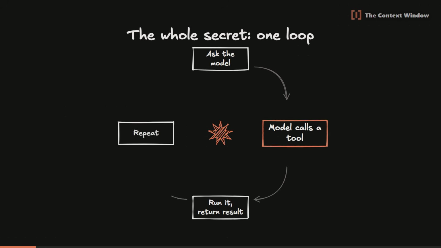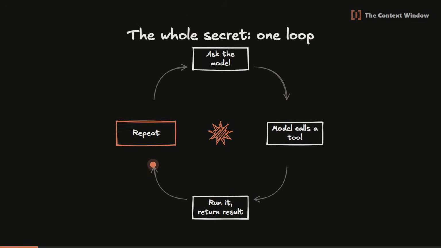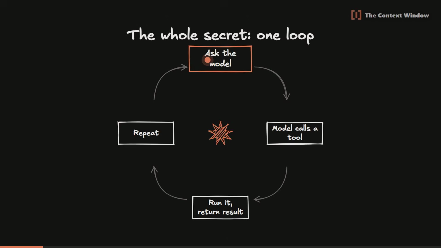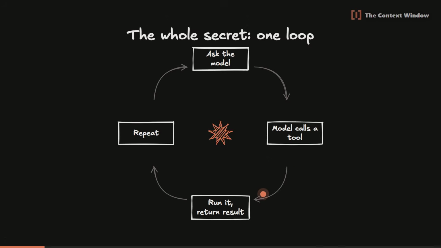Picture a circle. You send the model a question. It thinks, and instead of answering, it says, call this tool with these arguments. Your code runs the tool. You feed the result back. The model reads that result and decides what's next. Maybe another tool, maybe the final answer. Round and round until it's finished. Hold that picture in your head. Everything else is just detail.